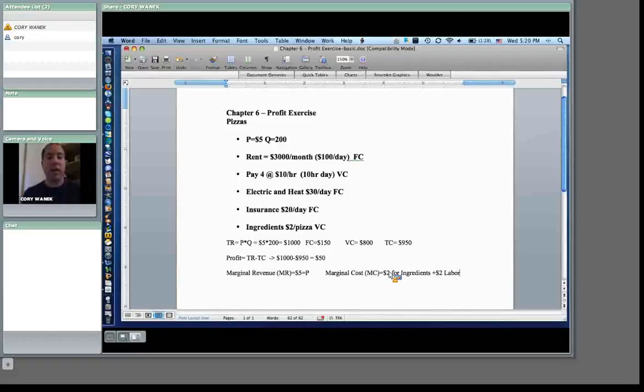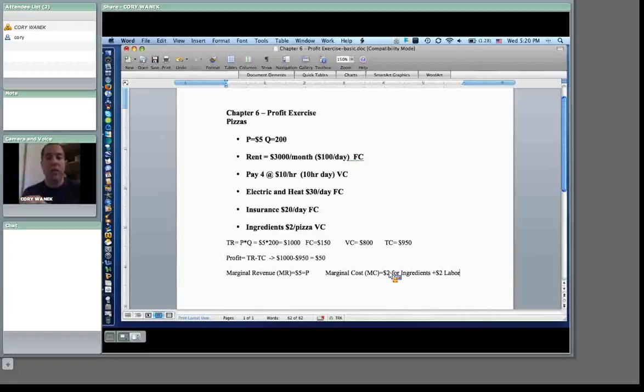That's how much it costs in labor and ingredients to make one more pizza. You don't count the fixed costs at all, because we're just looking to see how much it actually costs to produce one more. We can assume that the rent's not going to change, or our insurance, or our utilities for making one more pizza. So in this case, I hope you've noticed how you calculate the profit and how you calculate total revenue and all the costs.